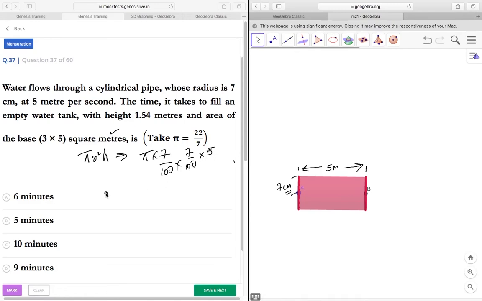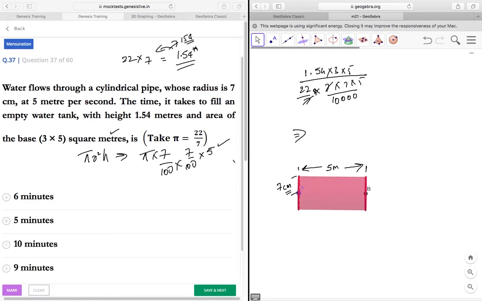Fine. Next thing is the volume of the tank. Volume of the tank is simply 1.54 meters into 3 into 5. So overall it is going to be 1.54 meters into 3 into 5 divided by this value. I'll just keep it like that, 22 by 7 into 7 into 7 into 5 divided by 10 power 4. 1.54 and 22. Remember this number 1.54. You must have observed this number many times in this mock test or any of the chapters in mensuration. This number keeps appearing. The reason being, it's a multiple of 22. 22 into 7 is 154. All right. So 22 how many times?